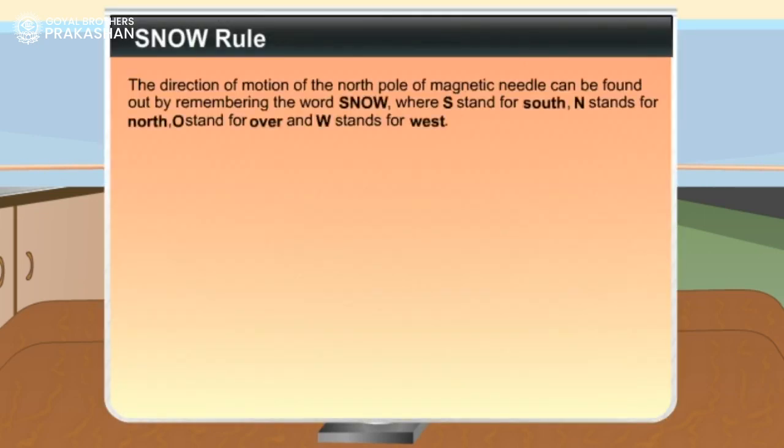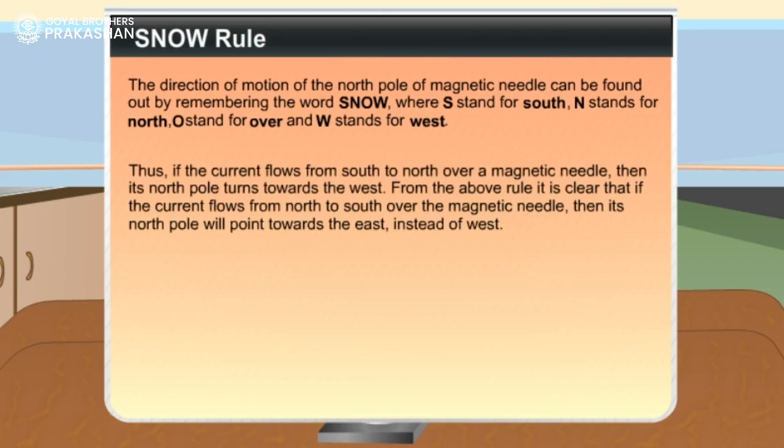Snow rule. The direction of motion of the north pole of the magnetic needle can be found out by remembering the word SNOW, where S stands for south, N stands for north, O for over, and W for west. Thus, if the current flows from south to north over a magnetic needle, then its north pole turns towards the west. From the above rule, it is clear that if the current flows from north to south over the magnetic needle, then its north pole will point towards the east instead of west.